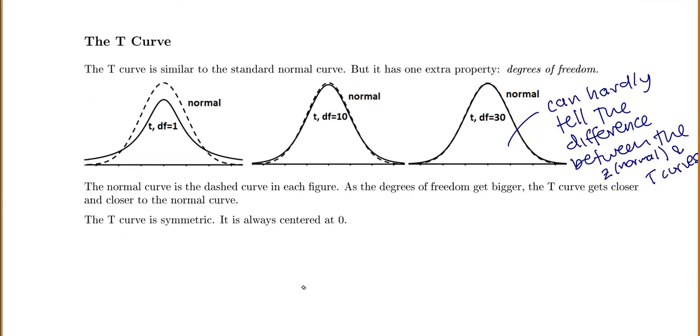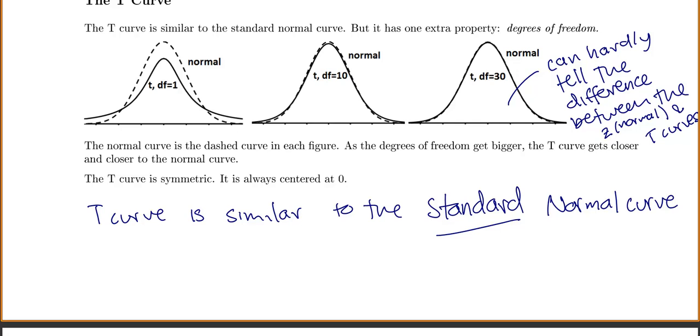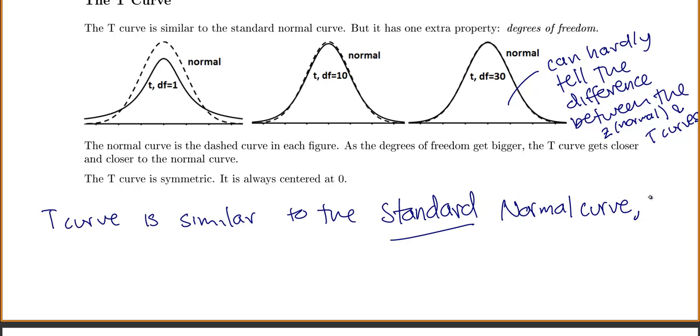So the t-curve is similar to the standard normal curve, Z. Remember, there are lots and lots of normal curves with different means and standard deviations, but the standard normal curve has a mean of 0 and a standard deviation of 1. And the t-curve is very similar to that standard normal curve.